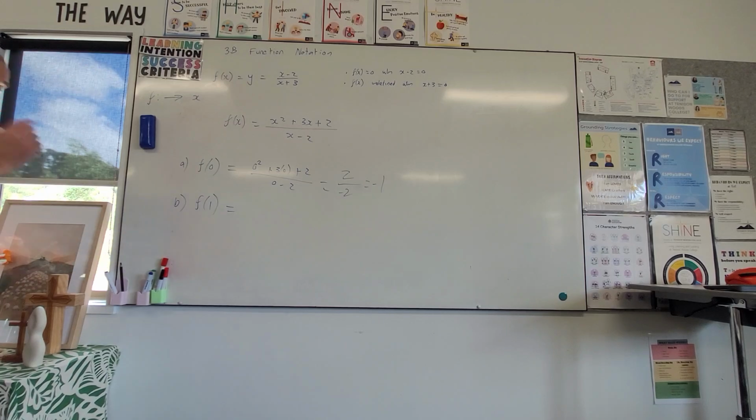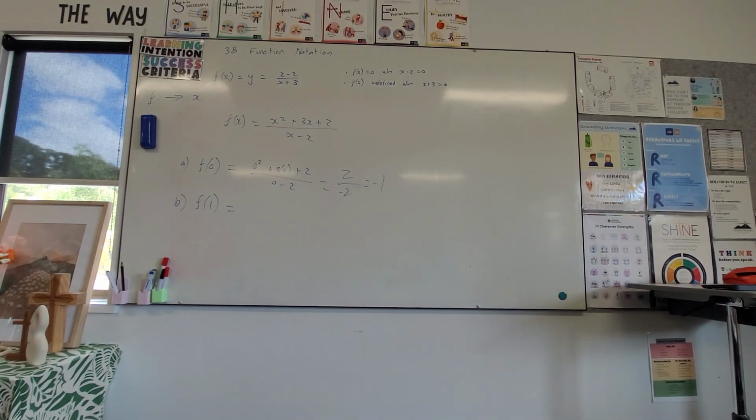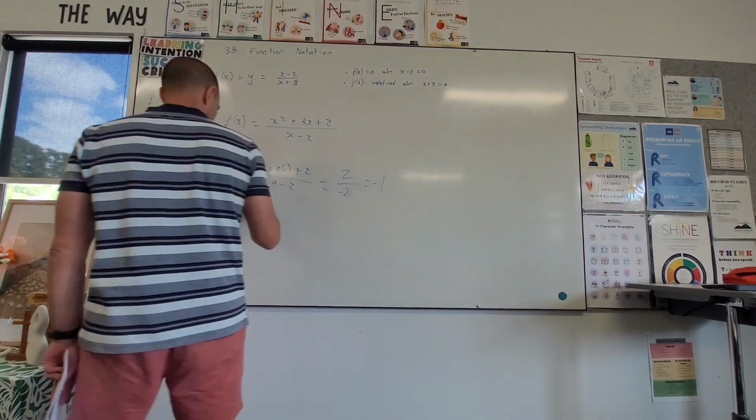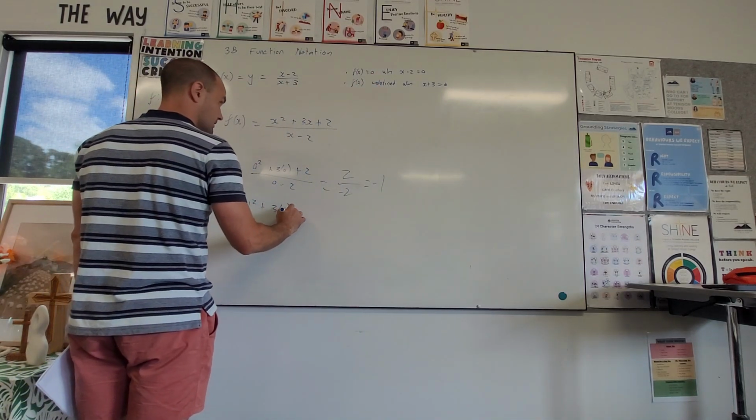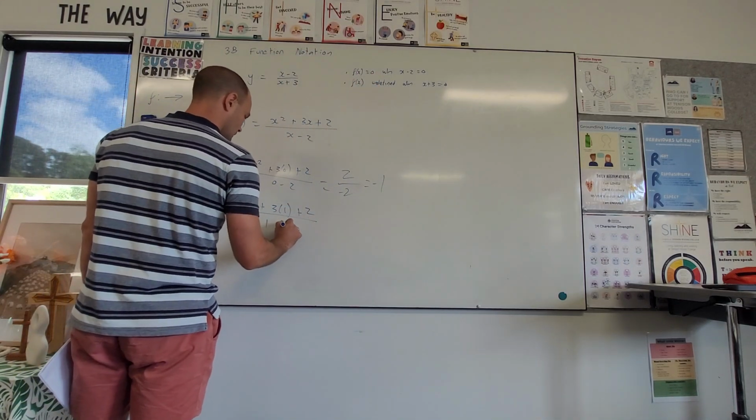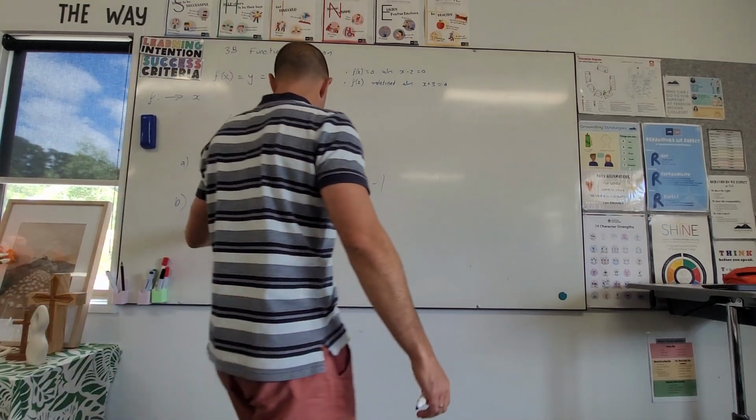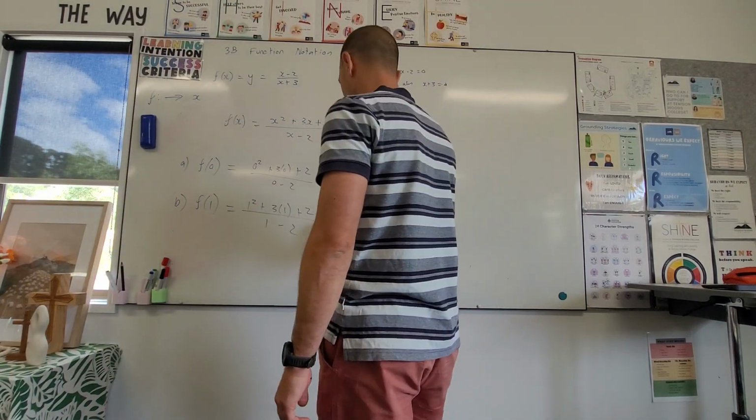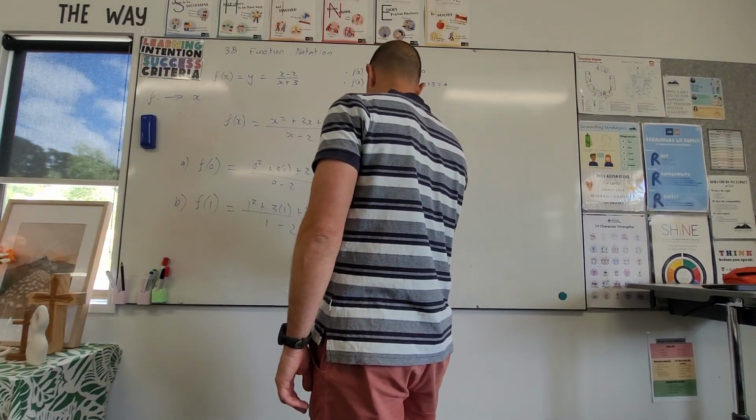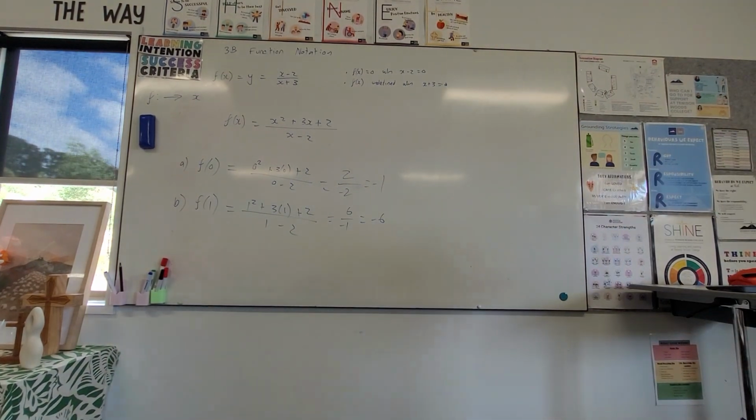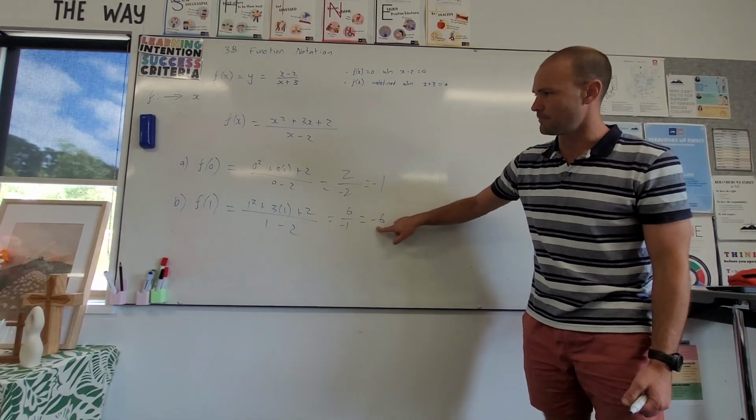All right, f of 1. Now we're going to put the number 1 into our function machine. So we're going to put 1 everywhere there's an x. So we'll have 1 squared plus 3 times 1 plus 2 divided by 1 take 2. And then we'll go through and simplify this. At the top, I've got 1 plus 3 plus 2. That's going to be 6 at the top and minus 1 at the bottom. It simplifies to minus 6. We have, when x is positive 1, the y value is minus 6.